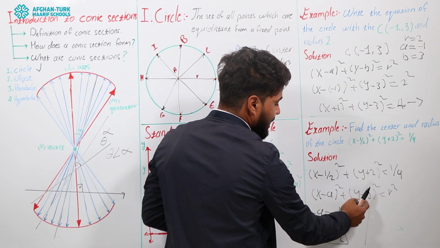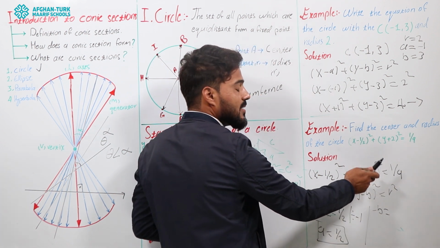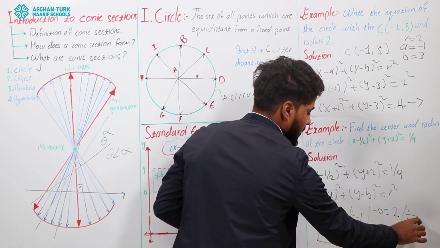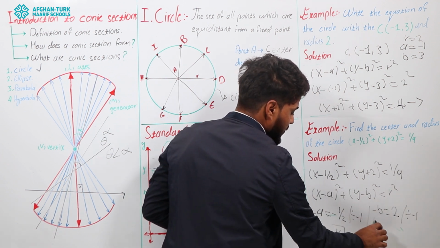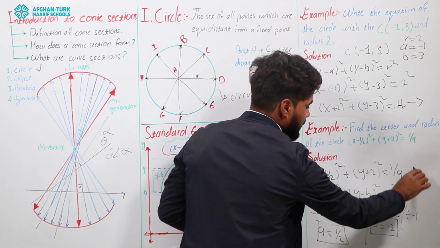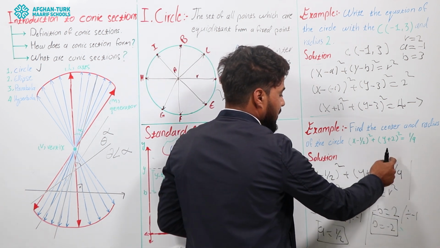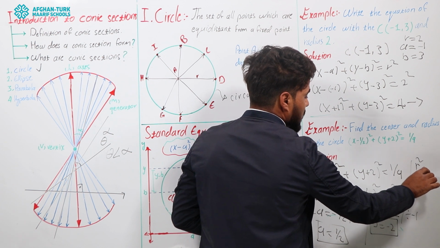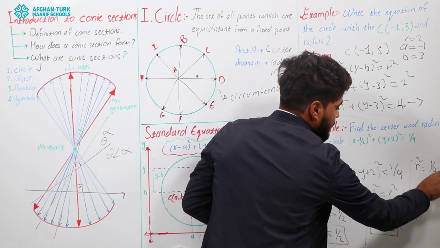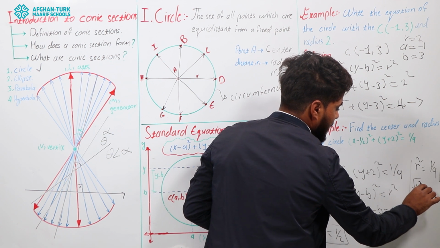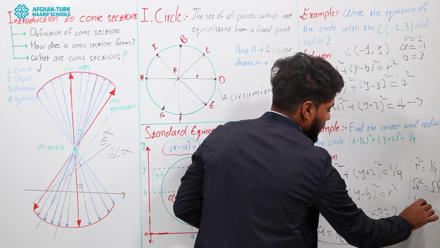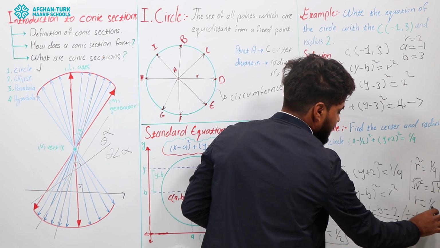For b, in here we have minus b. So minus b is equal to, in here we have plus 2, which is equal to 2. Now again I'm going to divide both sides by minus 1. Minus b divided by minus 1 is equal to b, and 2 divided by minus 1 is equal to minus 2. This is our b. For r, in here we have r square and here we have 1 over 9. So r square is equal to 1 over 9. Now I'm going to take the square root of both sides. So the square root of r square is equal to the square root of 1 over 9. R is equal to the square root of 1 over 9, which is equal to 1 over 3.